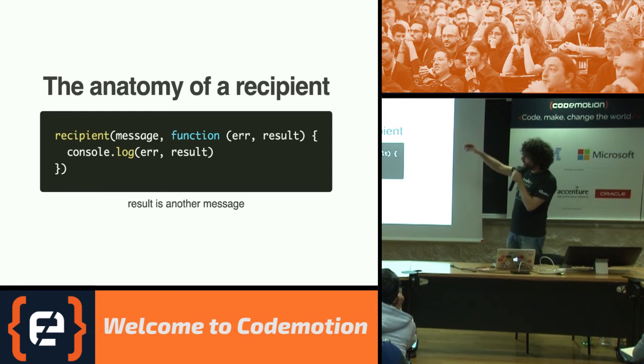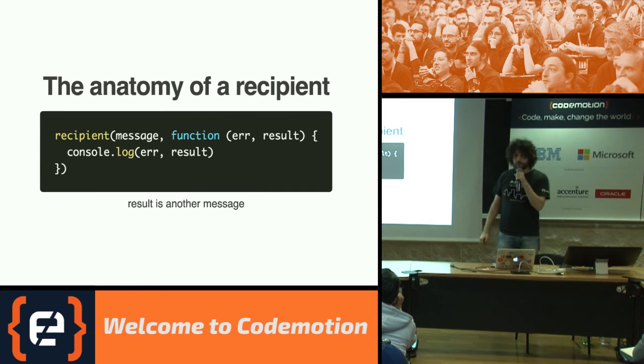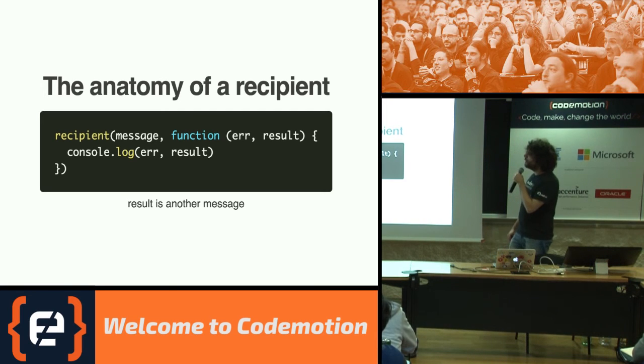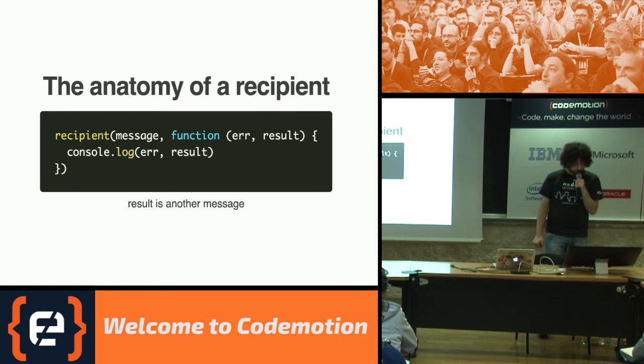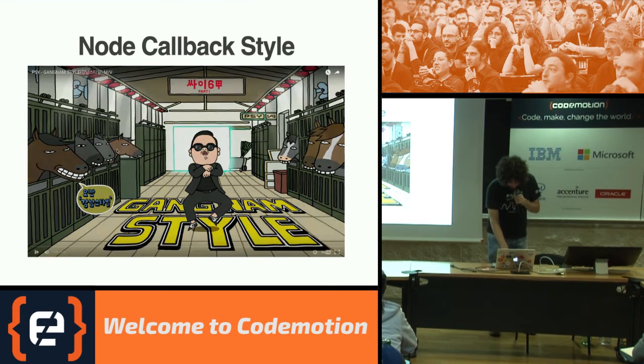Here, the error is the first thing. You already get the error, and then you have the result. You don't know if you are calling a function that is implemented in your process, or a function that is remote, on the other side of the ocean, in Australia maybe. You don't know. And in fact, this is a node callback style.